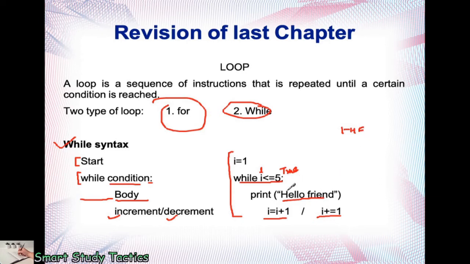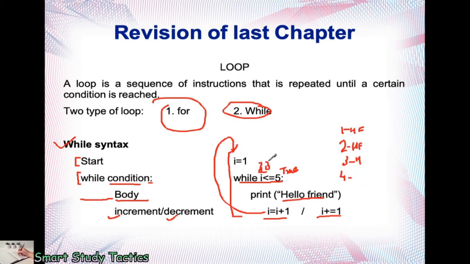Okay, so again it will increment the value. 1 plus 1 becomes 2 and 2 will go here. Now check the condition, i becomes 2. The condition is true, so it will write down hello friend. Next time it will increment the value, 2 plus 1 is 3. When it becomes 3, that means the condition is true, hello friend. It will write down hello friend. Again it will check the condition, 3 plus 1 is 4, the condition is true.